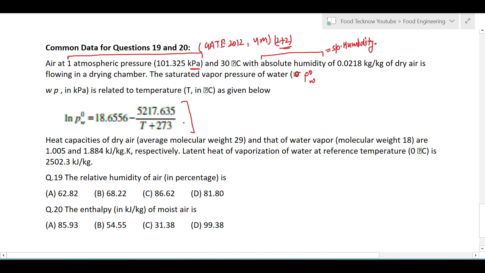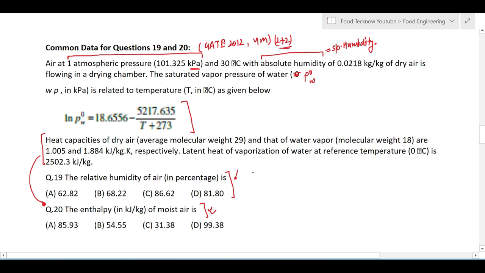So we have to follow this particular relation to solve the numericals. The heat capacities of the dry air and that of the water vapor are these. Latent heat of vaporization is this. We will use these later when we try to solve the enthalpy question. We will also look at the derivation of this formula, but first we will look to solve this particular question. To solve this question, the question is asking for the relative humidity.